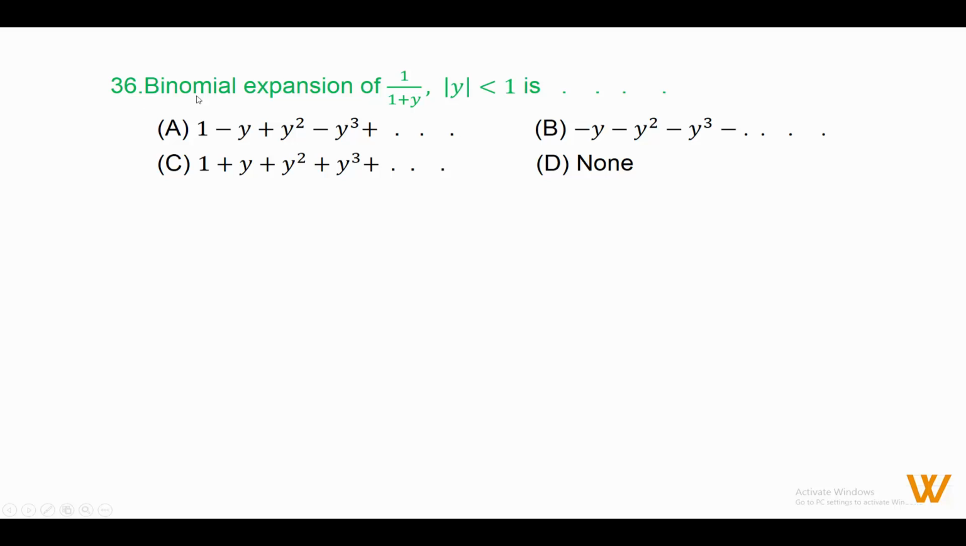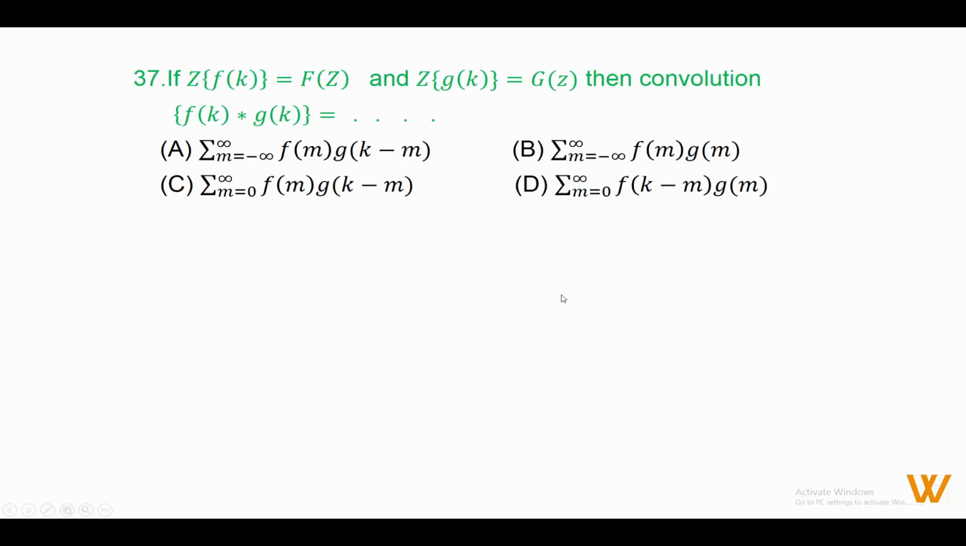36. Binomial expansion of 1 upon 1 plus y for mod y less than 1 is dash dash dash. For 1 upon 1 plus y, in expansion alternate terms are plus and minus, means expansion of 1 upon 1 plus y is 1 minus y plus y square minus y cube plus dot dot dot. Answer is A option, 1 minus y plus y square minus y cube plus dot dot dot.